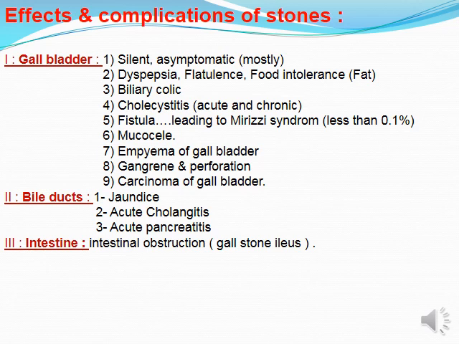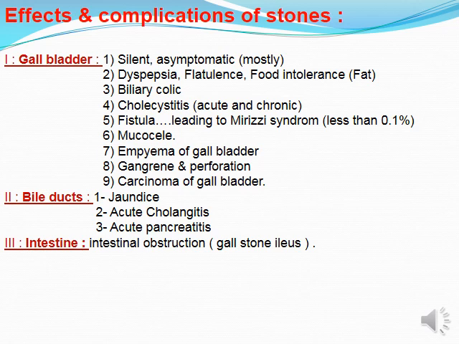Effects and complications or presentation in gallbladder. Number one, silent, asymptomatic, and this is the most common type. Two, patient might present with dyspepsia, flatulence, food intolerance, particularly for fat. Three, biliary colic. Four, cholecystitis, acute and chronic. Five, fistula leading to Mirizzi syndrome, less than 0.1%. Six, mucocele. Seven, empyema of gallbladder. Eight, gangrene and perforation.